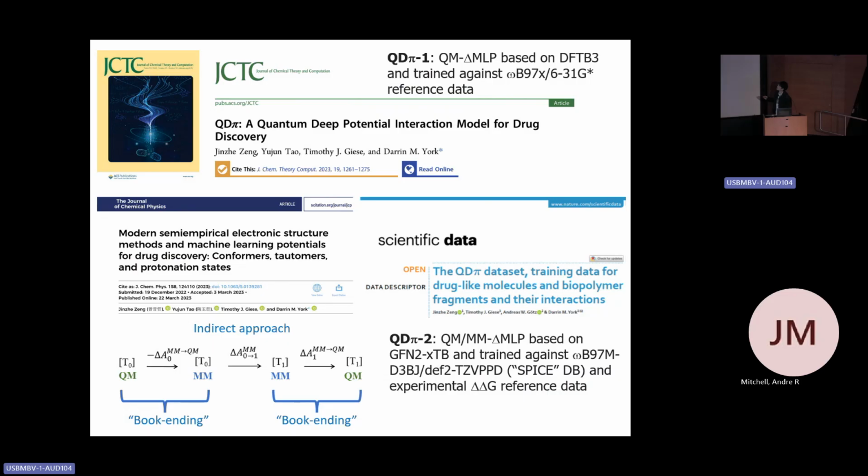QDPi1 was published two years ago. The QM/MM delta machine learning potential was based on DFTB3 and trained against omega B97X. And recently, last month, the QDPi2 model, the QM/MM delta machine learning potential, was published. It was based on GFN2-xTB and trained against a higher level of theory.